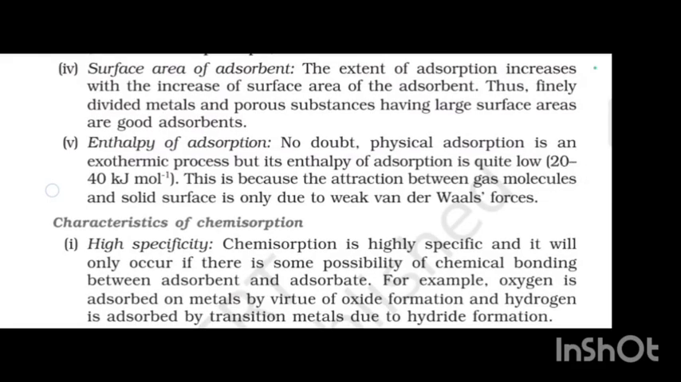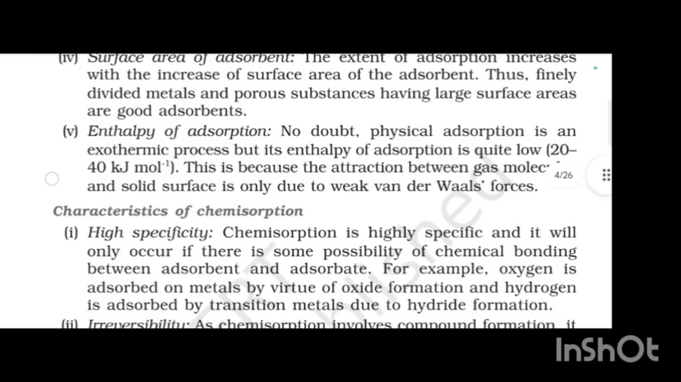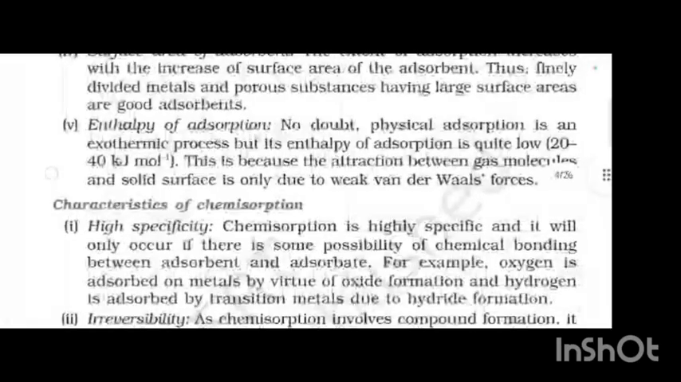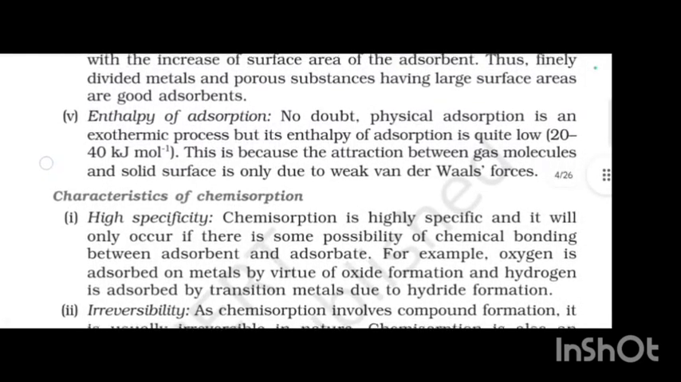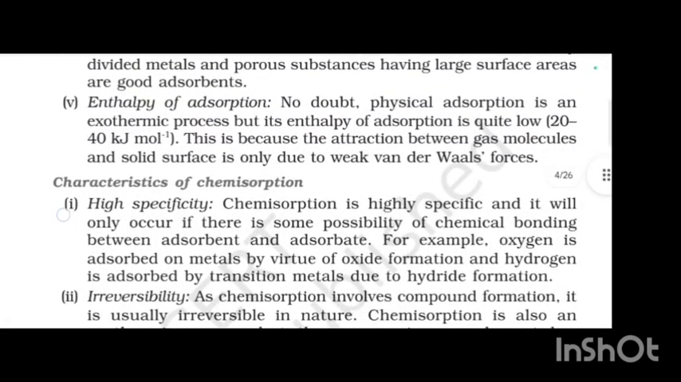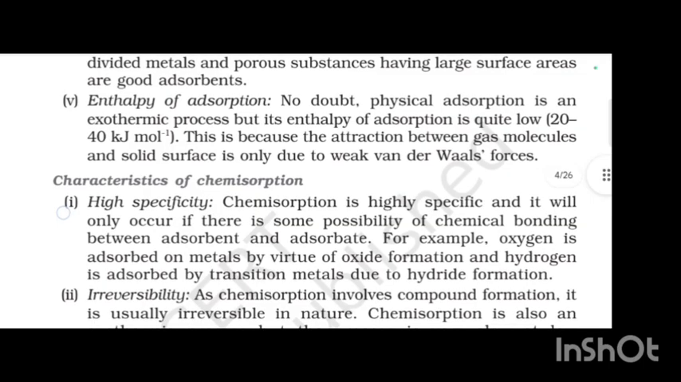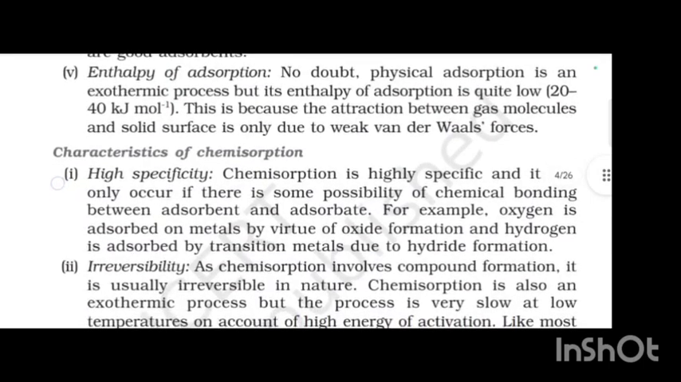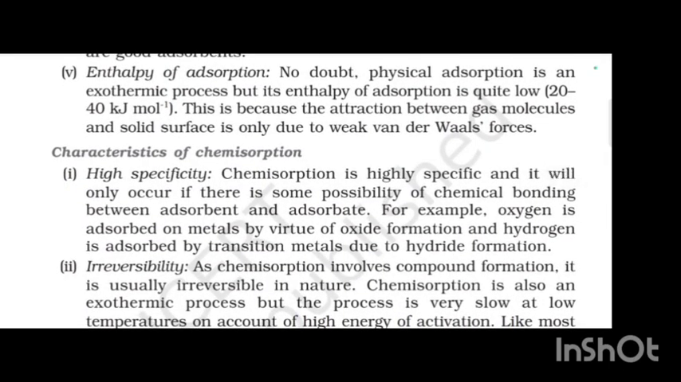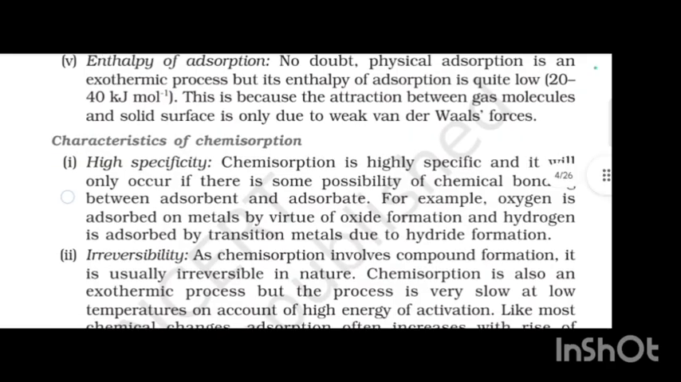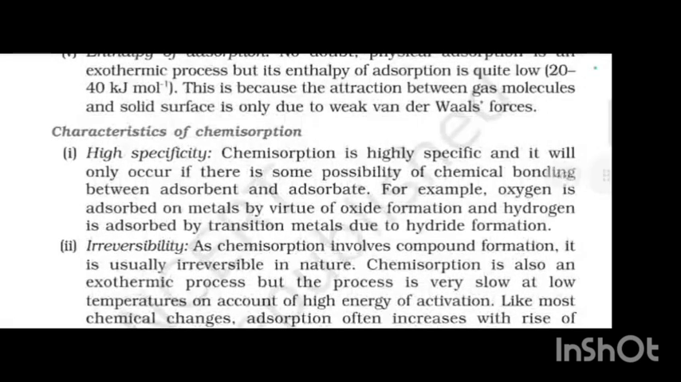The extent of adsorption increases with the increase of surface area of the adsorbent. Thus, finely divided metals and porous substances having large surface areas are good adsorbents. Fifth, enthalpy of adsorption. No doubt, physical adsorption is an exothermic process, but its enthalpy of adsorption is quite low, 20 to 40 kJ mol inverse.